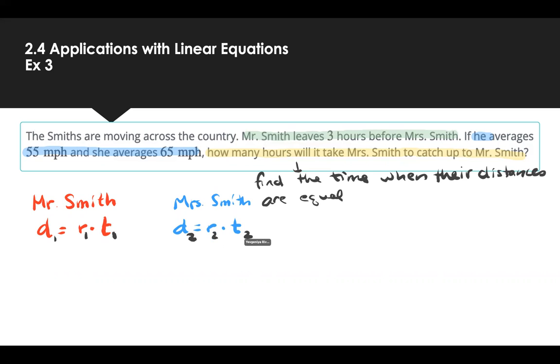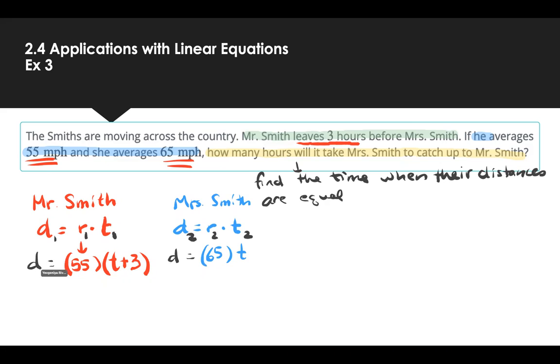Okay, so for the case of Mr. Smith, we know that he is averaging 55 miles per hour. He's going a little bit slower. So his rate is 55. And again, we know that he takes an extra 3 hours because he gets a head start. So he has a t plus 3 here relative to Mrs. Smith, who is just going to be t here. Okay, and then the rate that Mrs. Smith is going, we know that to be 65 miles per hour. And their distances, D1 and D2, they should be equal to each other.